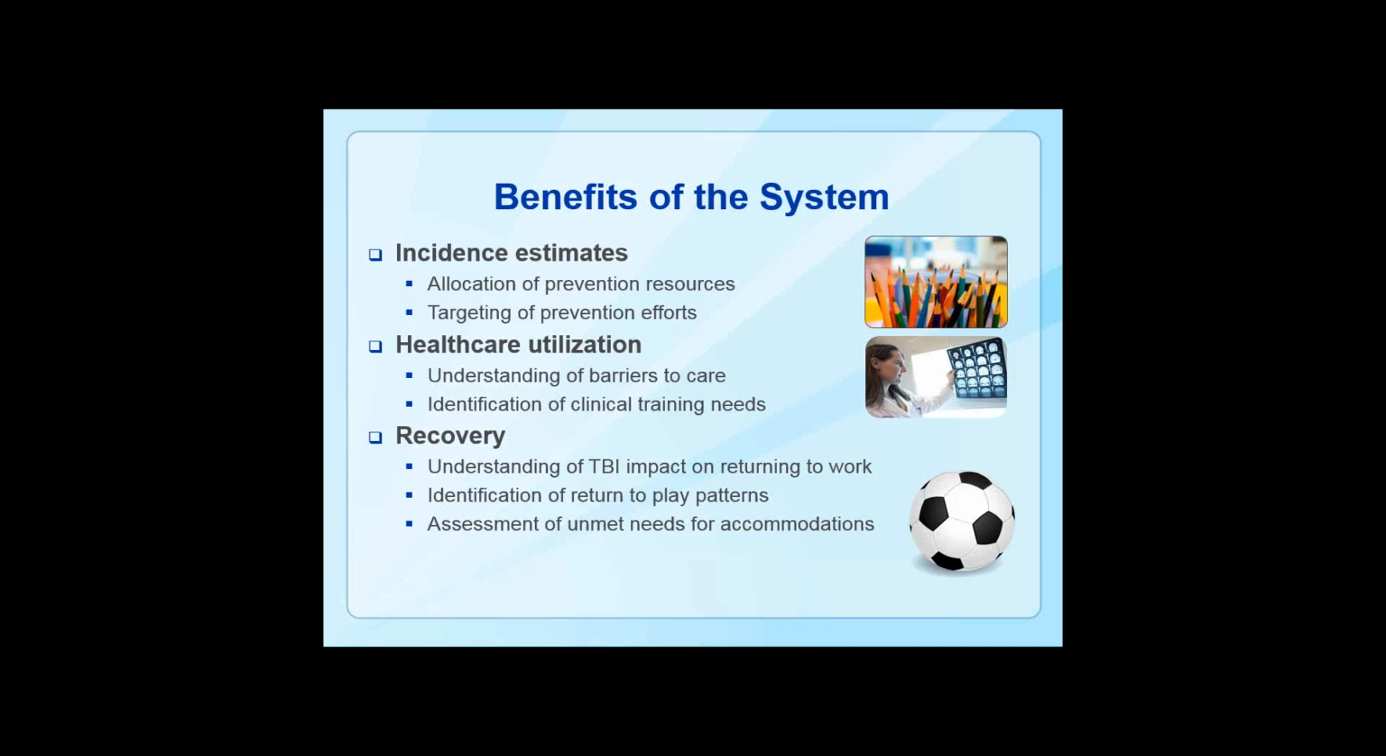Knowing from whom people are seeking care can help us understand which doctors or specialists are most sought after for treatment and identify any clinical training needs. Knowing what kind of care was received, such as inpatient rehabilitation, will provide additional data about what mechanisms are reported when this kind of care is received. Patterns related to returning to work will clarify the impact of TBI on the ability to work and how long it takes to return. Return to play information can help us to understand if people are returning to play fully resolved and if they are in compliance with return to play legislation.